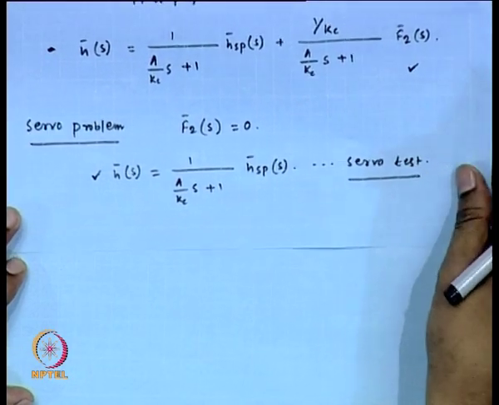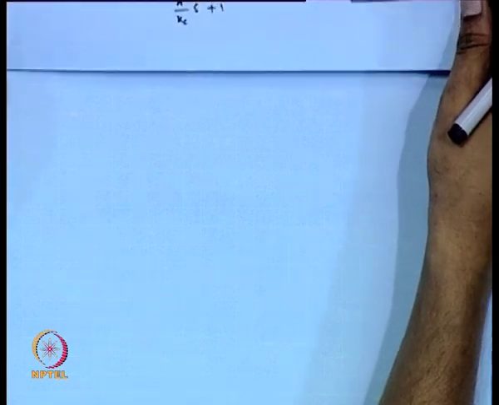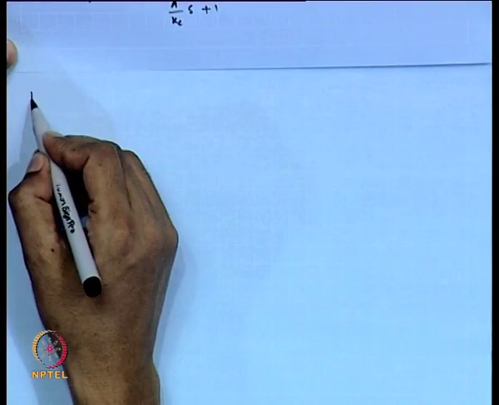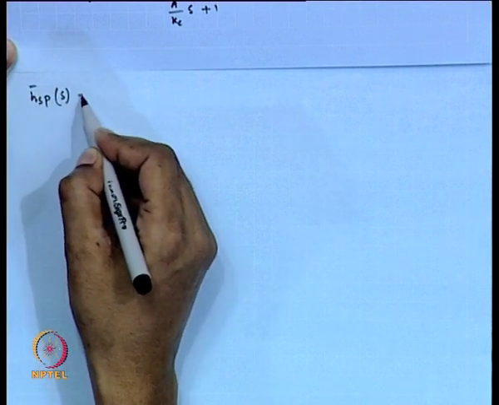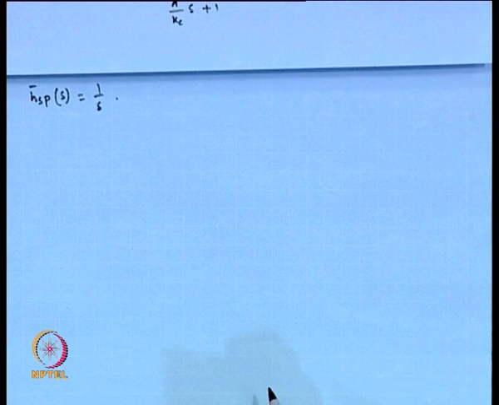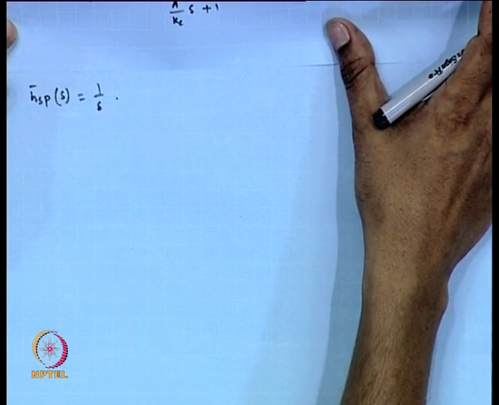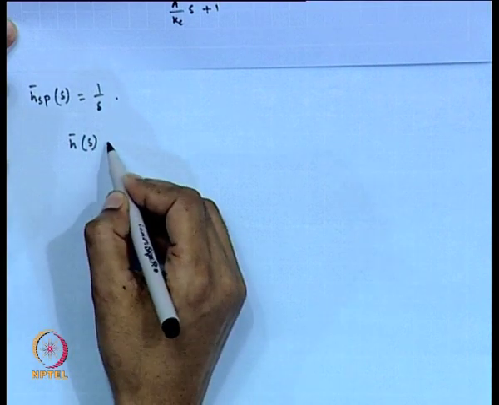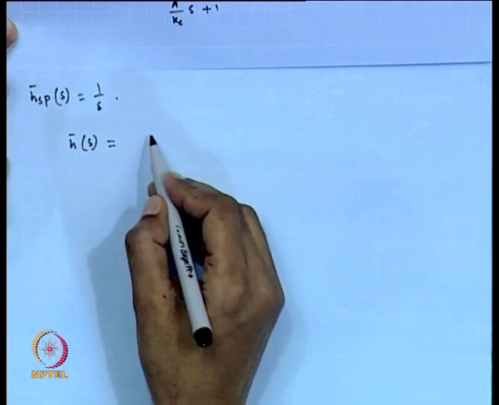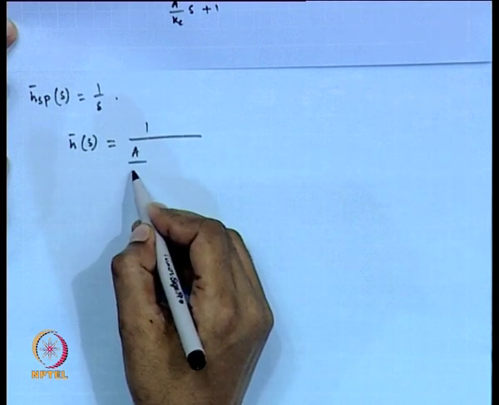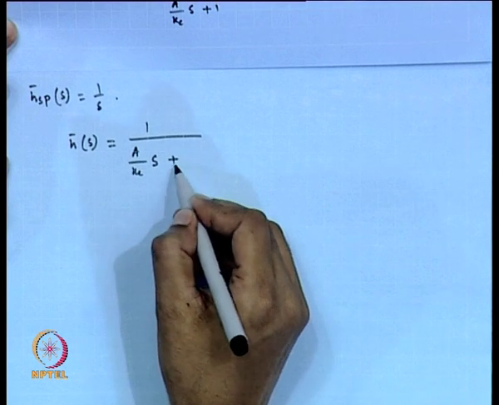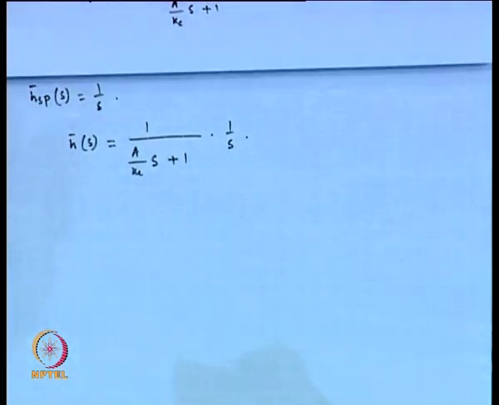Now, we will consider a unit step change in the set point of H. That means H set point bar S equals 1 by S. So, considering a unit step change in H set point, we get H bar S equals 1 divided by (A by K C S plus 1) multiplied by 1 by S. Fine.